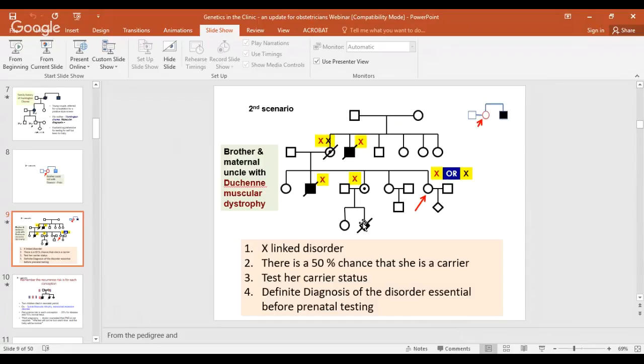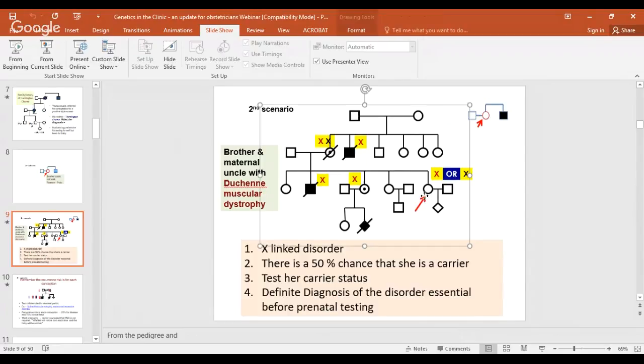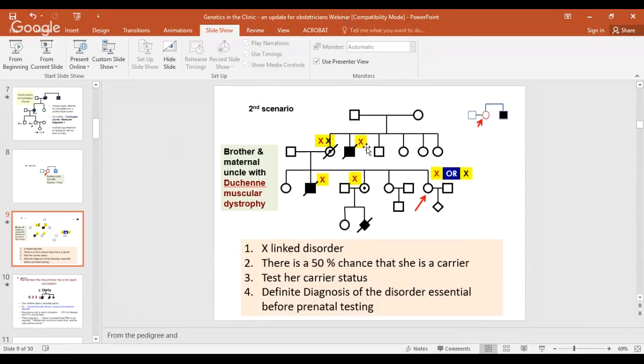So by taking all these details, we ascertained that this disease was Duchenne muscular dystrophy, which is an X-linked recessive disorder. And this red chromosome is the one which is causing the disease phenotype. And because her offspring had it, she is a carrier. But we don't know whether this lady has inherited the normal chromosome from the mother, that is the black, or the one with the disease gene, that is the red. So there is a 50% chance that she's a carrier and a 50% chance that she's not a carrier.